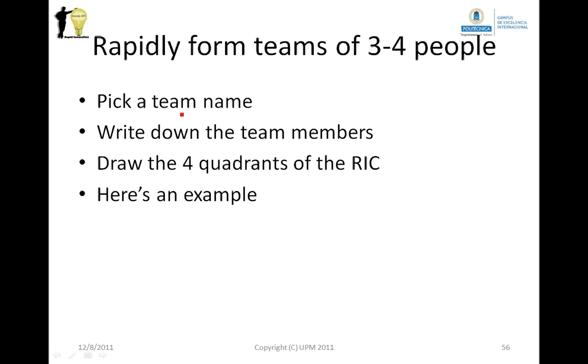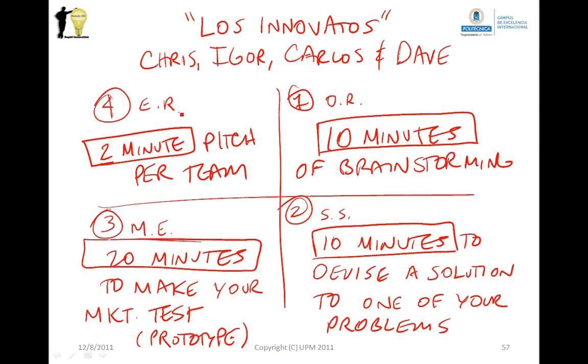So I'm assuming you'll have paper, so write this down on a piece of paper. Then draw the 4 quadrants of the rapid innovation cycle like this, right? So let's say we're the Los Innovatos, right? And we're Chris, Igor, Carlos, and Dave. And here are the 4 sections, right?